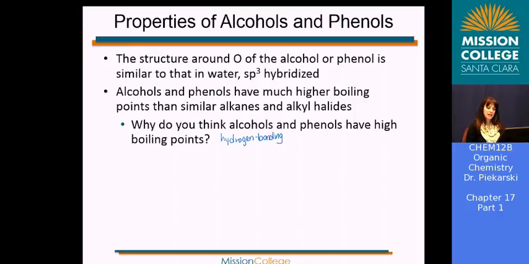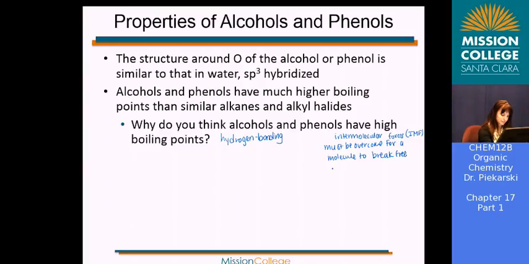It all comes down to intermolecular forces. So intermolecular forces, which I will abbreviate to save time as IMF, must be overcome for a molecule to break free from the liquid and enter the vapor state.